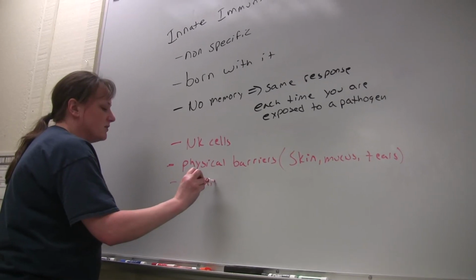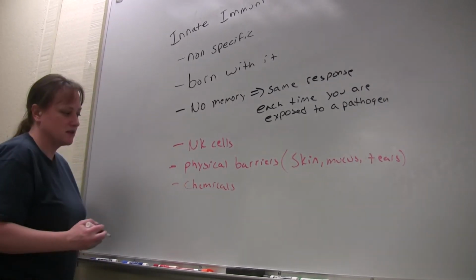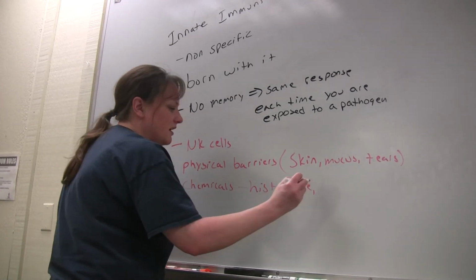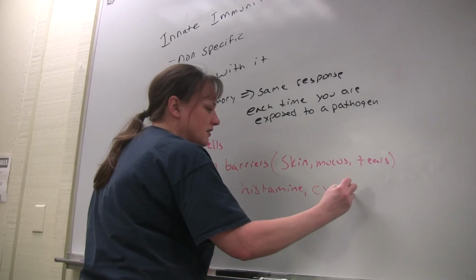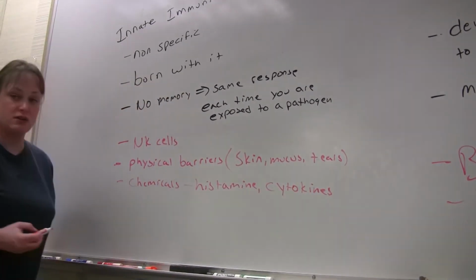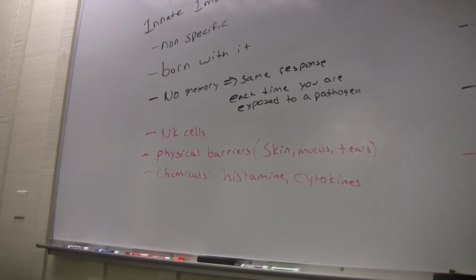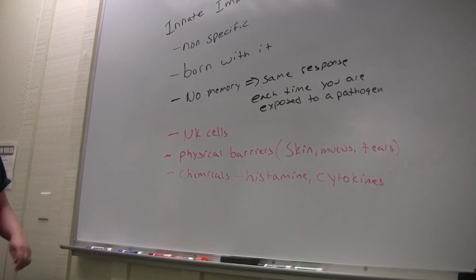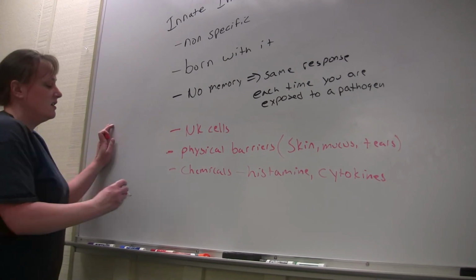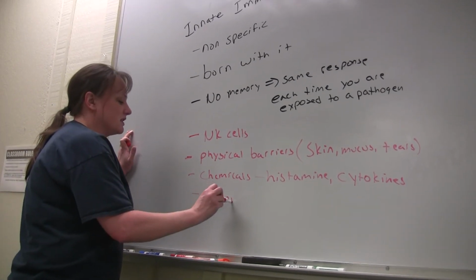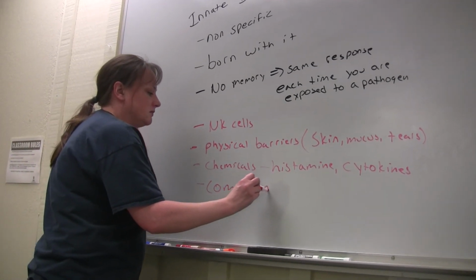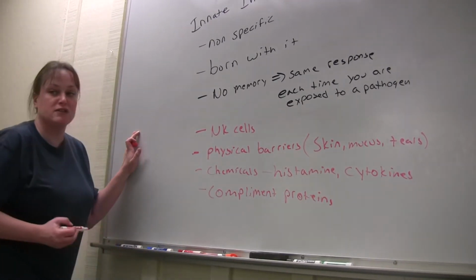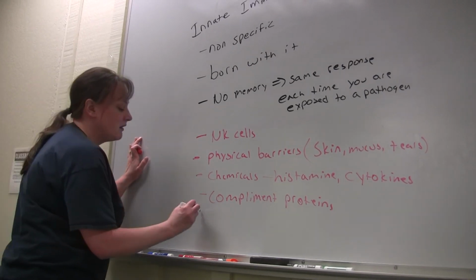There are certain chemicals or chemical mediators that are non-specific. I'm going to put in here something like histamine. I'll put in here cytokines, which is an anatomical term for chemicals. Now I'm just going to start listing stuff. You'll talk about this stuff in lecture, but right now I'm just going to list it under innate. So we have things called complement proteins. You'll talk about what they do in lecture, but they are non-specific or innate immunity.